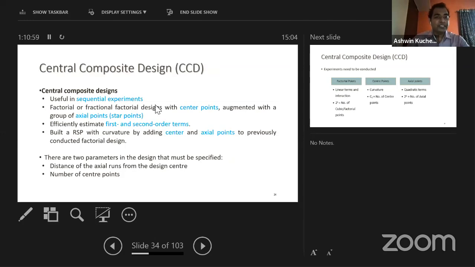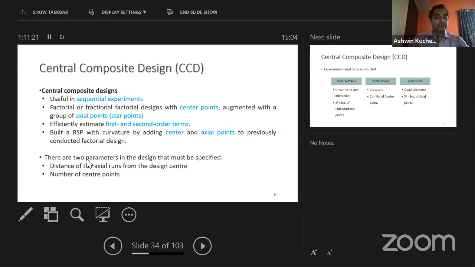Central composite designs are useful for sequential experiments. These are factorial and fractional factorial designs with center points, augmented with axial points. Sometimes axial points are also called star points. They efficiently estimate first order and second order terms. It builds a response surface plot with curvature, by adding center and axial points to previously conducted factorial designs.